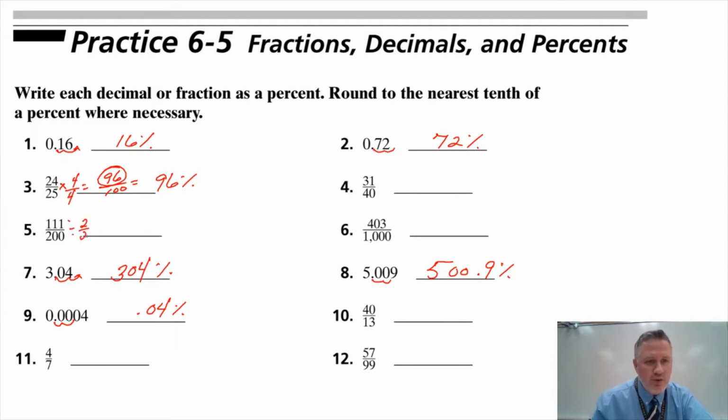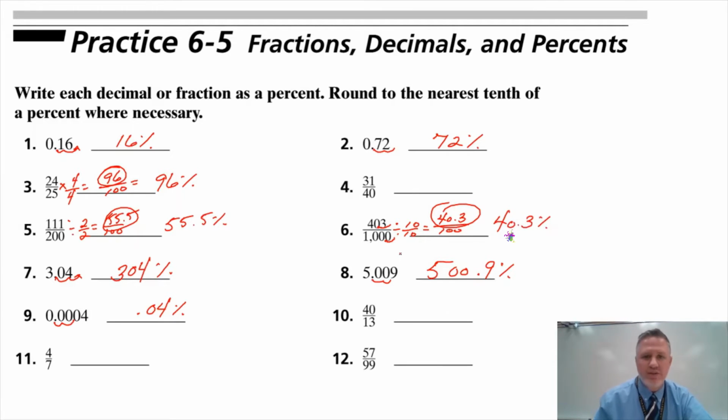Next one, number 5, looks like it's not too bad, right? I'm going to divide it by 2 over 2 to find an equivalent fraction. And 200 divided by 2 is 100. 111 divided by 2 is 55.5. So the percent is the numerator, right? So 55.5%. This guy, I could divide it by 10 over 10. And remember, when I divide by 10, that's just moving the decimal place in 1. So this is equivalent to 40.3 over 100. And what would the percent be? 40.3%.